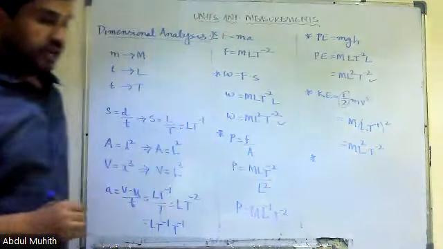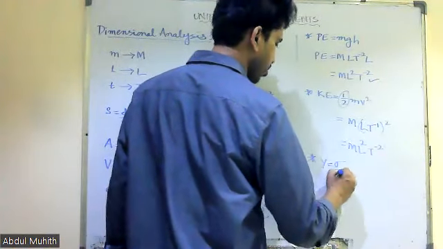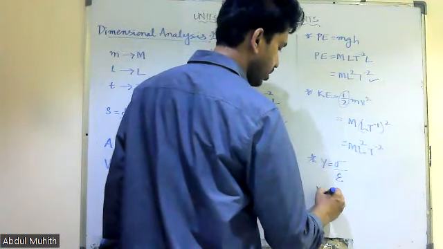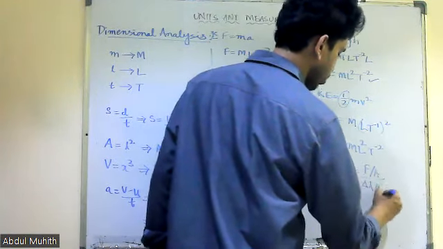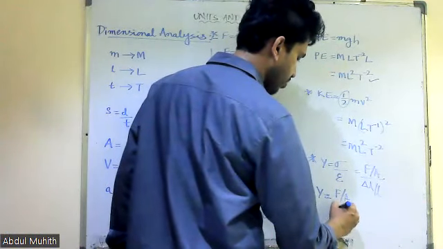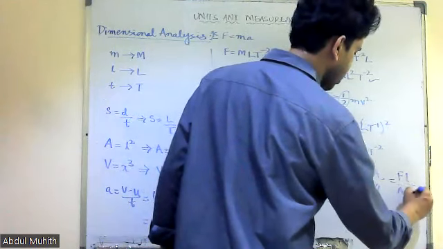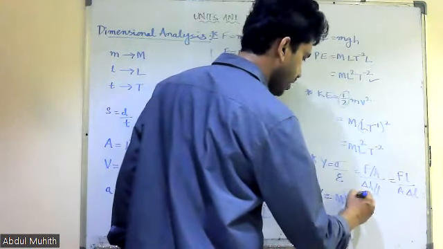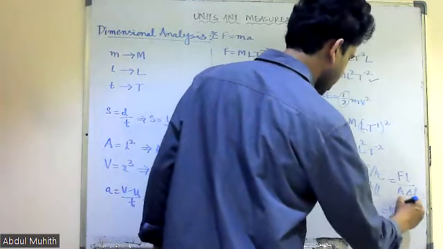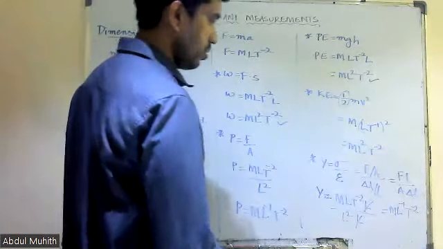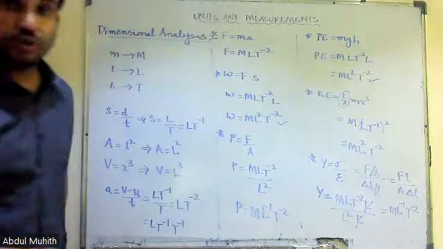Okay. So like that, we have stress by strain. That is Young's modulus equal to stress by strain. Stress is force per unit area, and strain is change in length by original length. So we can write F into L divided by A into delta L. So this will become M L T to the power of minus 2 into L divided by area, L square, into L. This and this will go away. So M L to the power minus 1 T to the power of minus 2. Okay, is it clear?